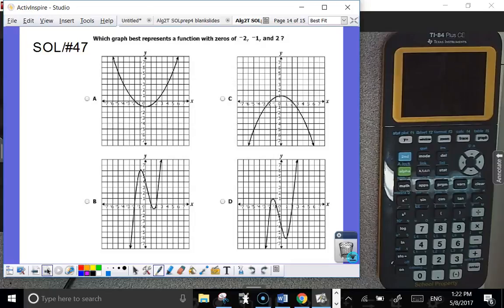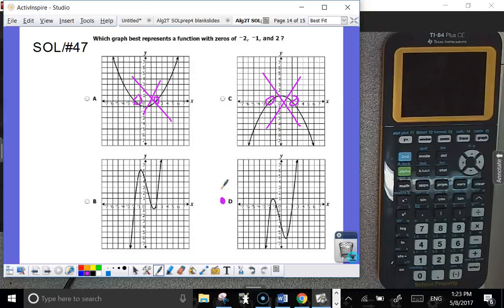Well, that's 3 zeros. How many zeros do A and C have? They just have 2, right? 1 and 2. So it can't be either one of those. So which one of these has exactly negative 2, negative 1, and positive 2? D, right there.